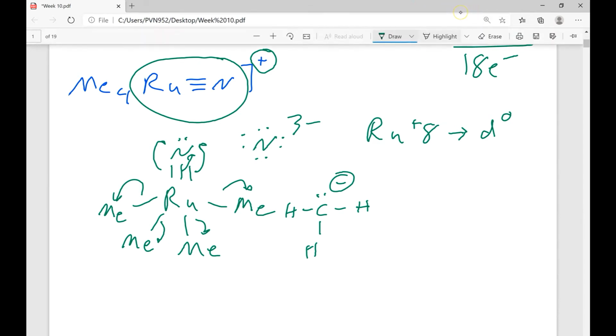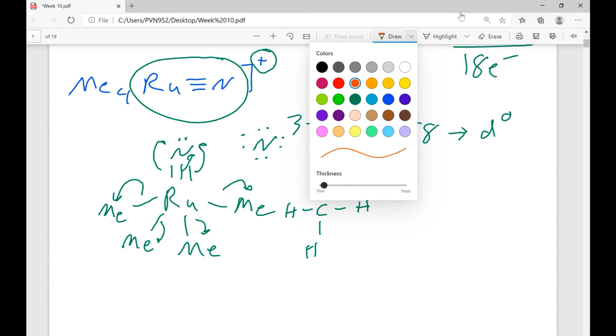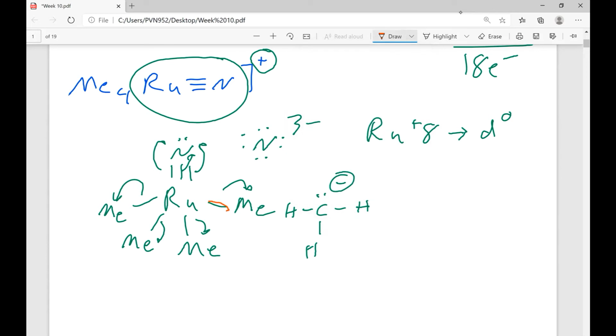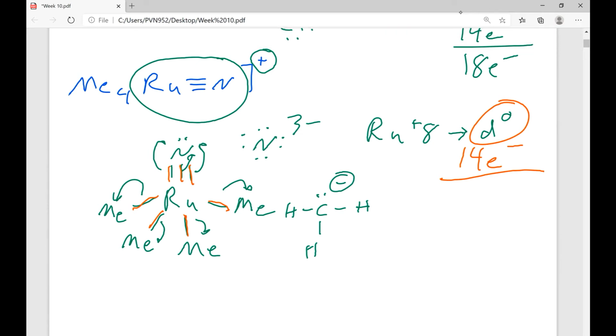So let's count electrons for all of the ligands, and we'll see that we have 2, 4, 6, 8, 10, 12, 14. So we have 14 electrons from the ligands, 0 from the metal center. So this ends up being a ruthenium 8. And it's a 14-electron complex.